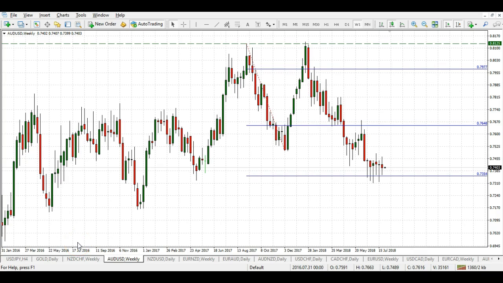Hi everyone, welcome back. July 30, and this is the Aussie versus the US dollar weekly chart. I think this one, the Aussie dollar, reflects the situation of the market really nicely. I think it's one of the main factors.